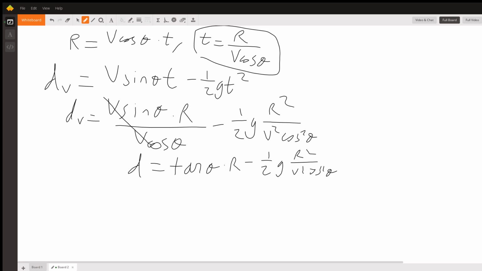And now we're going to set this equal to 0 because the range is where it goes up, then it's going to come back down. And this is the vertical direction. So we're looking at the point where d, the vertical direction, equals 0 again.